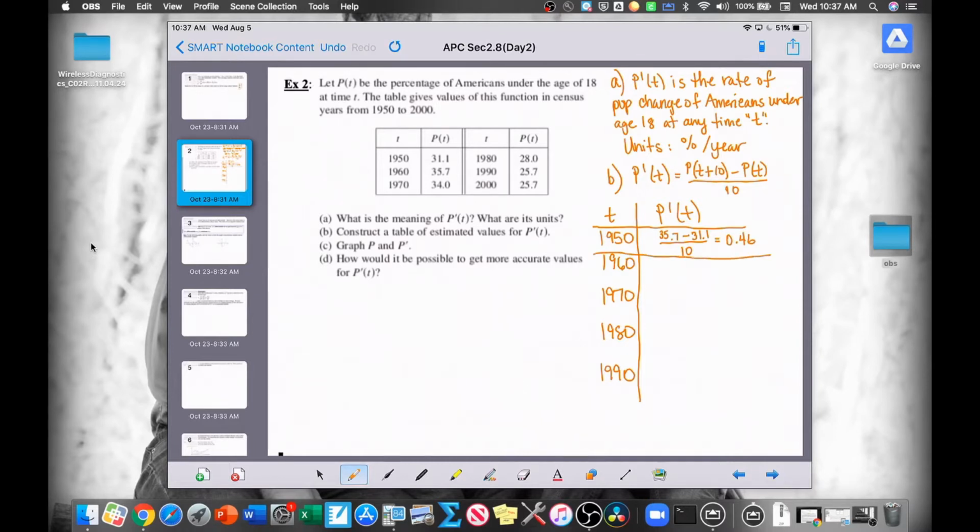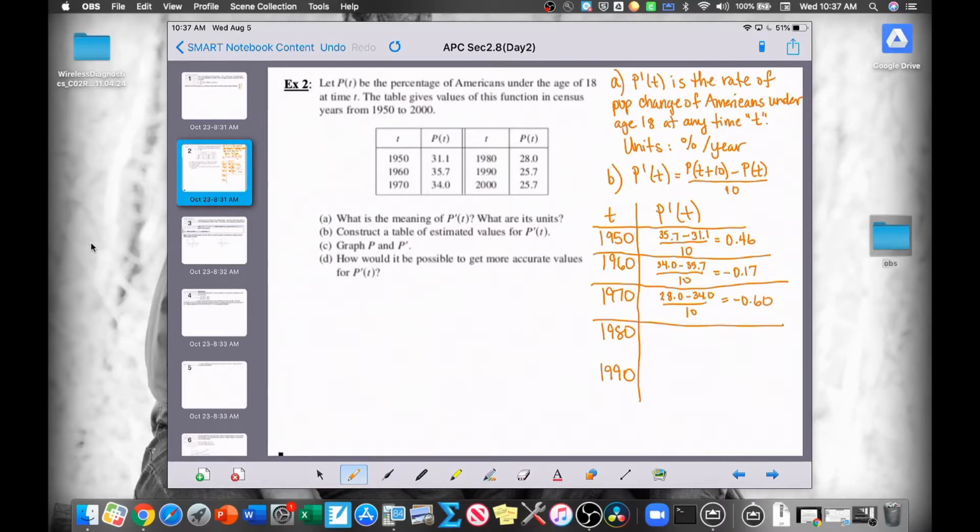In 1960, P of t plus 10 would be population in 1970, so that's going to be 34.0 minus 35.7 divided by 10, which gives me a slope of negative 0.17. In 1970, P of t plus 10 is going to be the y value of 1980, which is 28.0, minus P of 1970, which is 34.0, divided by 10, which gives me a slope of negative 0.60.